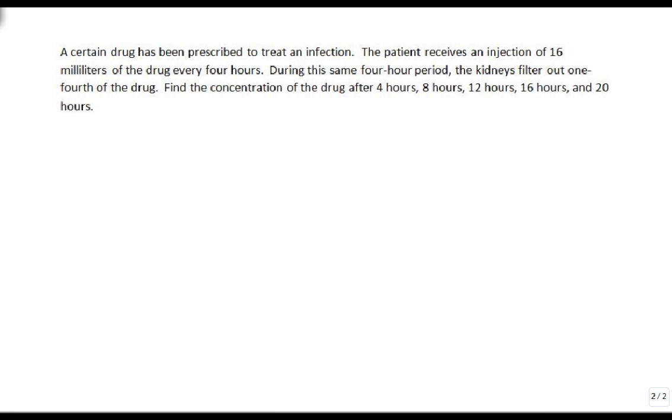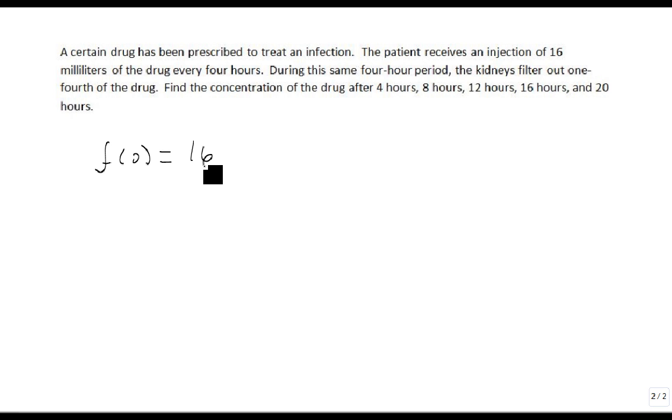So, what we're going to look at is a certain drug has been prescribed to treat an infection. The patient receives an injection of 16 milliliters of the drug every 4 hours. During the same 4-hour period, the kidneys filter out 1/4 of the drug. In other words, at step 0, we get 16. At hour 0, 16 is injected straight into the bloodstream and it's already in there and it's working.